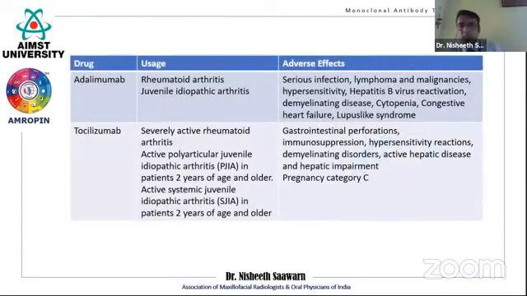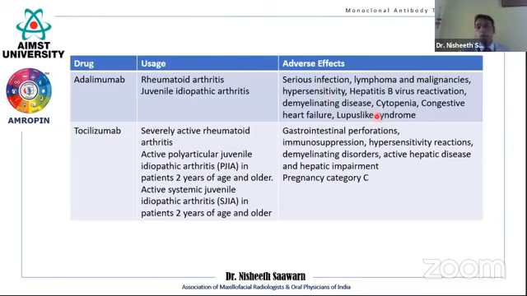Here I am giving examples of some commonly used monoclonal antibodies, their indications and their adverse effects. Like you see this drug called adalimumab. It is of human origin, a human monoclonal antibody. It is anti-inflammatory, as the name says, so the indication is rheumatoid arthritis or juvenile idiopathic arthritis. The adverse effects are serious infection, lymphomas, malignancies, hypersensitivity, hepatitis B virus infection, demyelinating disease, cytopenia, congestive heart failure, lupus.